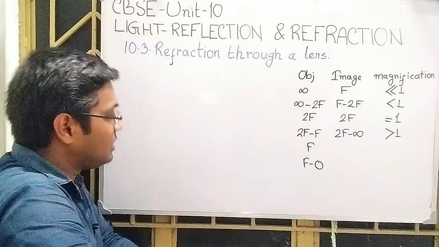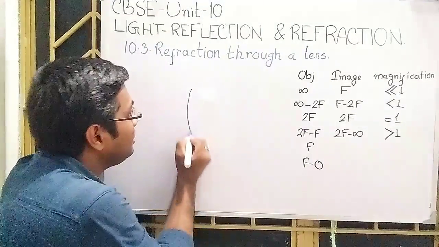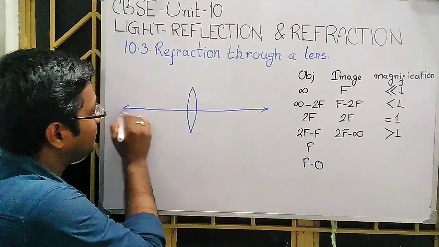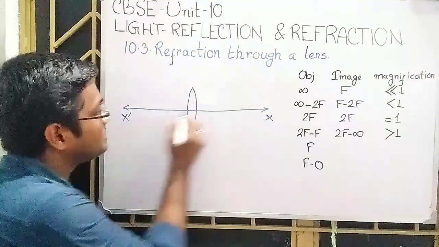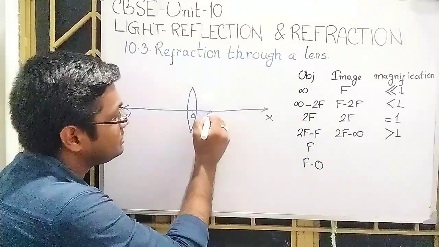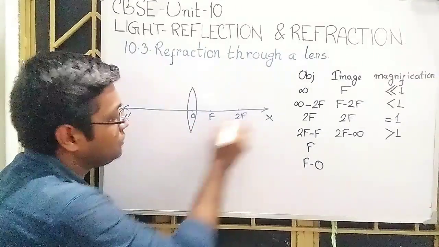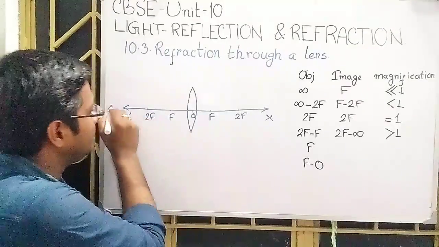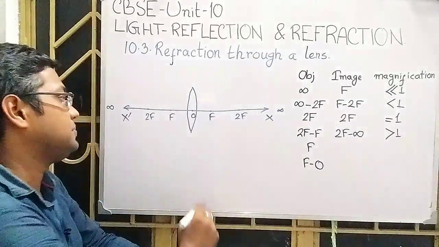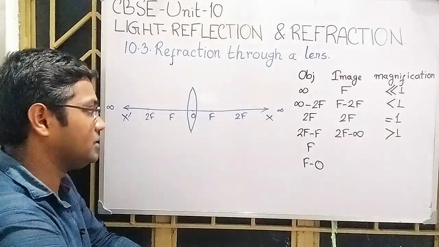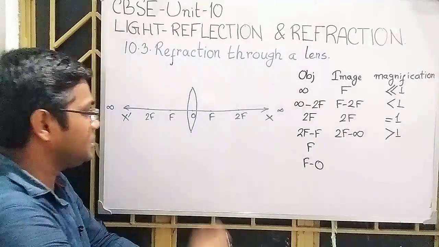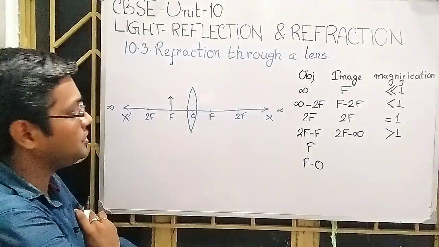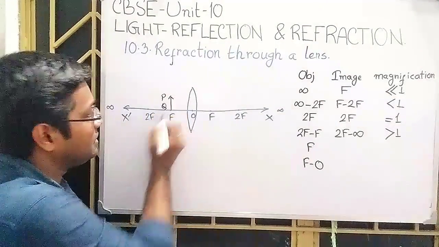So just see here, it is a thin convex lens. It is the principal axis, optical center, f and 2f on the image side, f and 2f on the object side, infinity, and here infinity also. Now the object is placed at the focus. Okay, object is somewhere here, capital P and capital Q.